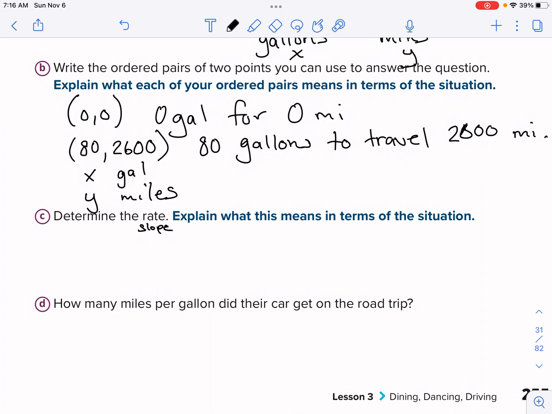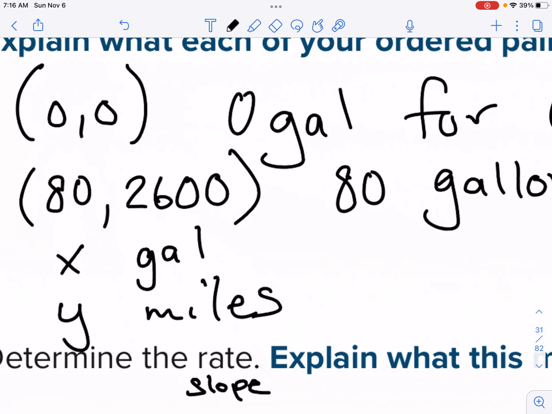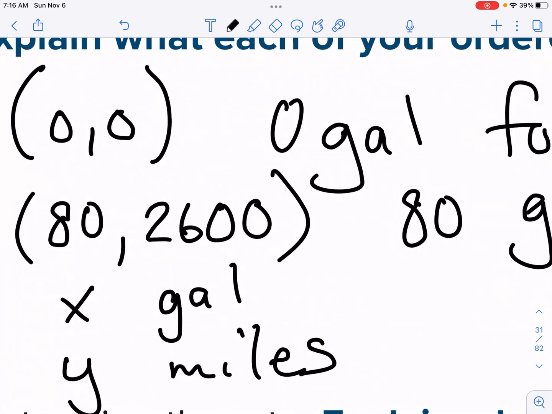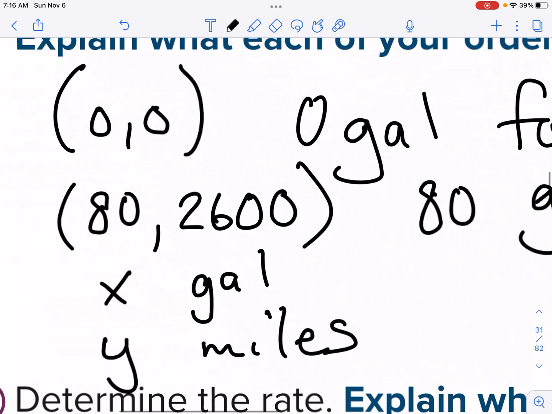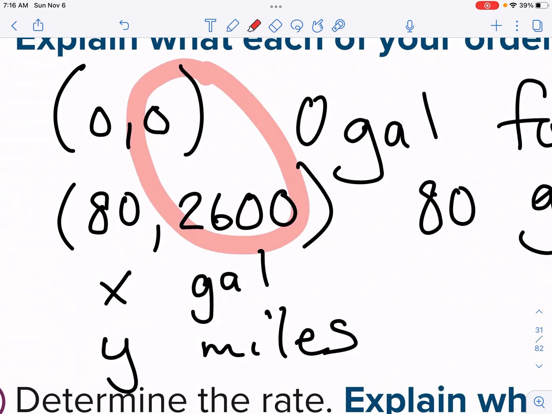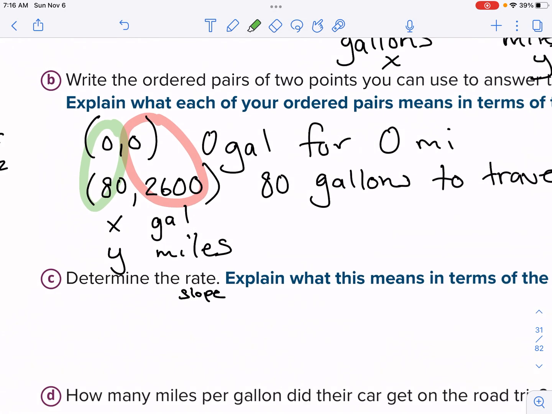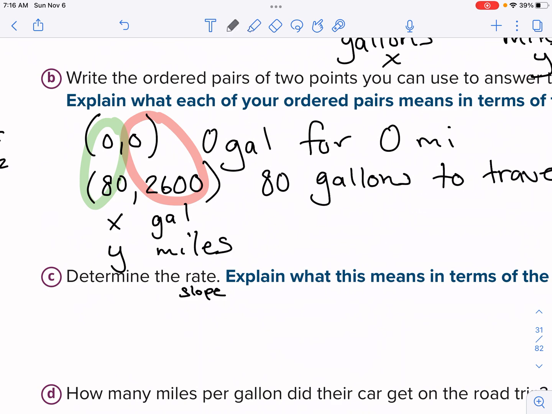What I like to do here is line up the ordered pairs vertically. When you set up your slope formula, and I'm only going to write this once, it's y1 minus y2. The y's we subtract on top, and then the x's we subtract on the bottom. So you can just subtract the y's, that's these two values, and then divide that by subtracting the x's, that's these two values. I'll go from bottom to top because I think it's easier to do 2600 minus 0. So the rate is 2600 minus 0 over 80 minus 0.